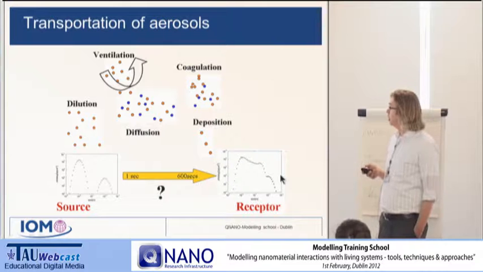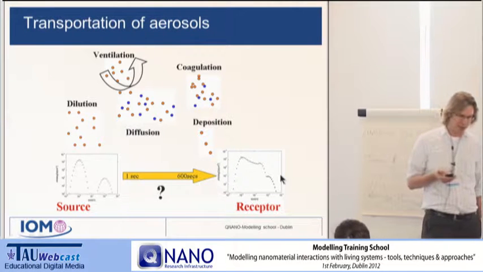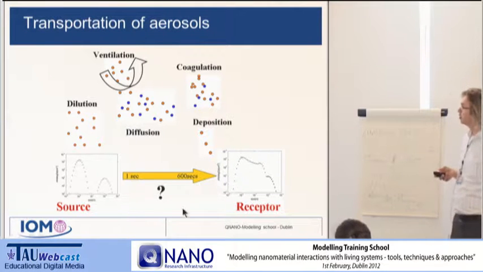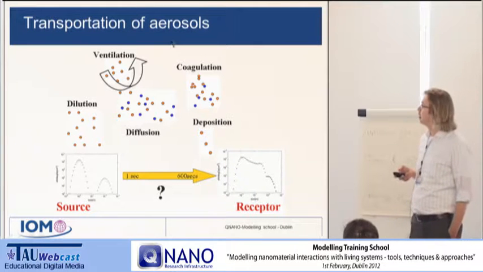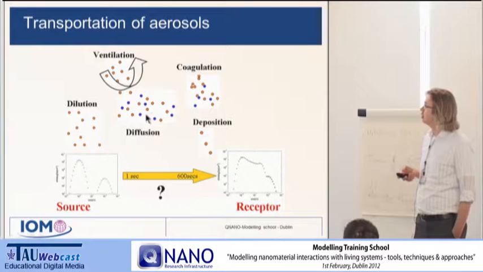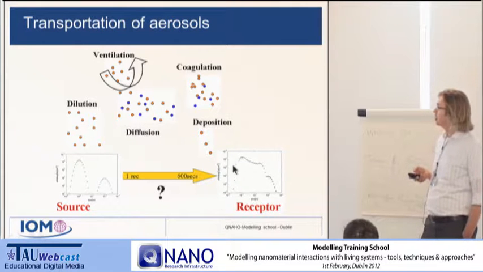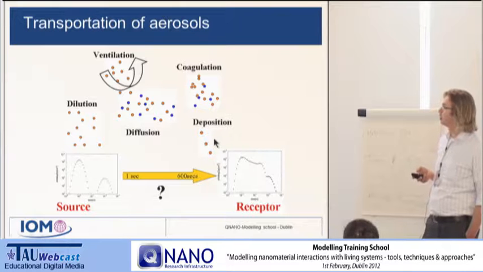So this shows you a little bit what will happen with nanoparticles of a certain size and a certain background. This is a source of origin of a nanoparticle, and this is the distribution of a background. If that's emitted in air, a number of things will happen: dilution, diffusion, coagulation, deposition. That will make this distribution shape change.